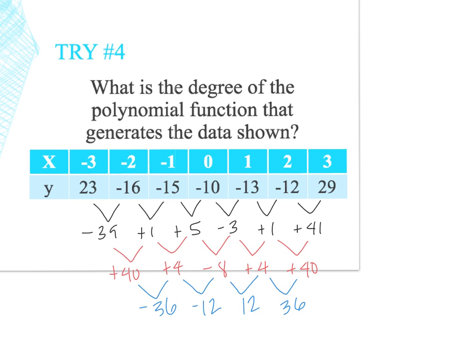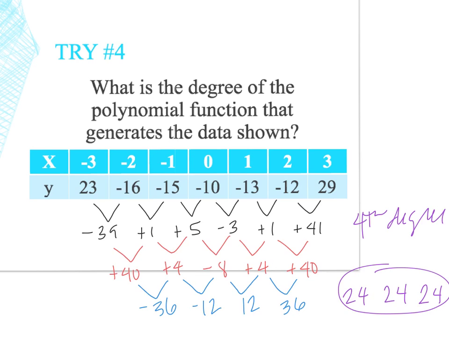From negative 36 to negative 12, so I need to pick a new color, and I know you're not going to see it, but I'll do it out to the side. So from negative 36 to negative 12, we are increasing by 24. From negative 12 to 12, we're increasing by 24. And from 12 to 36, we're increasing by 24. So this is not first degree, second degree, or third degree. This is fourth degree. So this is a fourth degree polynomial function.